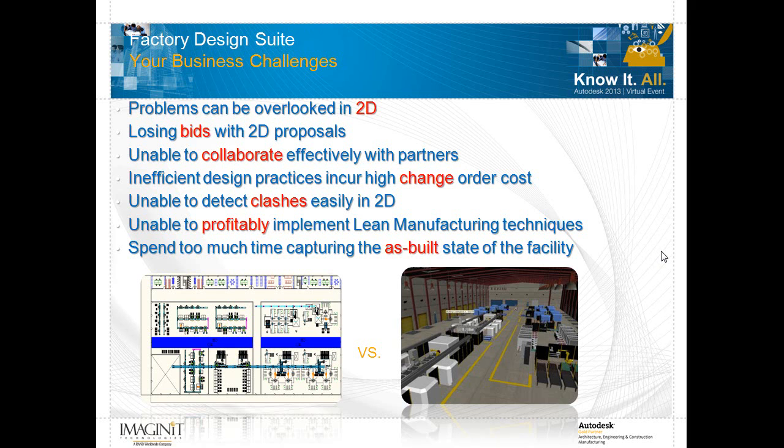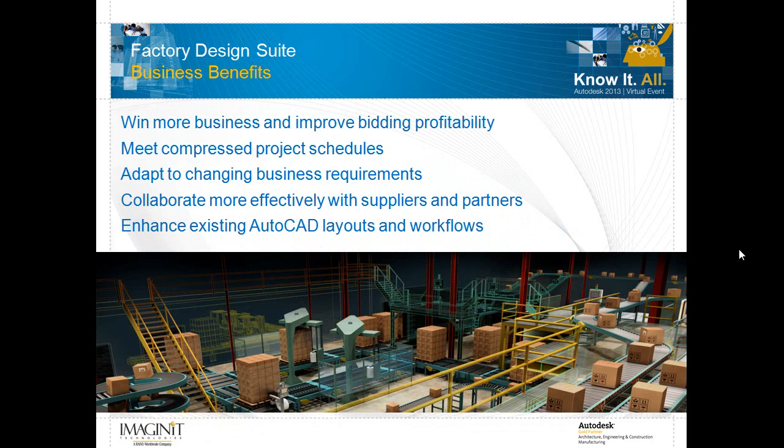It's often difficult to collaborate with all of your design team members. It's not a very efficient process when changes occur late in the design cycle. Changes late in the design cycle quite often mean you have to change numerous documents to incorporate that change, and that can be quite costly. It's very difficult to find interferences when you're using the classic top-down approach, and almost impossible to profitably implement lean manufacturing techniques. It's also quite a challenge to take that top-down approach and go out and scan or record the as-built state of an existing facility. The Factory Design Suite hopefully is going to answer all of those questions.